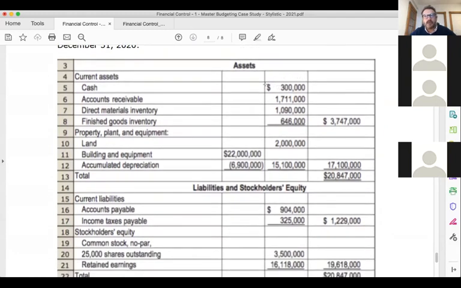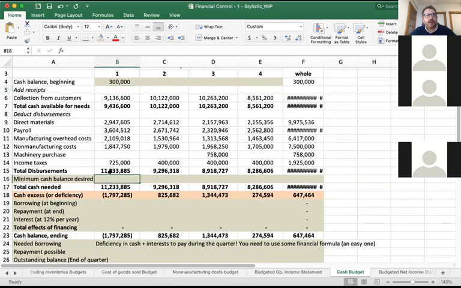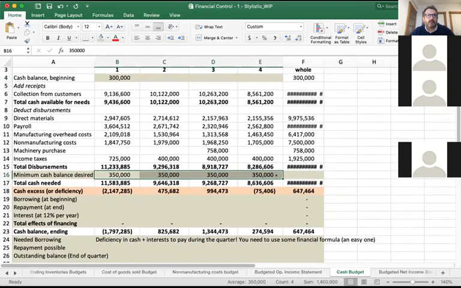So you have 300,000 here. So that's our beginning cash situation. So that's easy. 300,000 from the balance sheet. So we also have a minimum cash balance, which is desired by the company, and it's 350,000. Also an information you can find in the case, and I discussed that earlier.